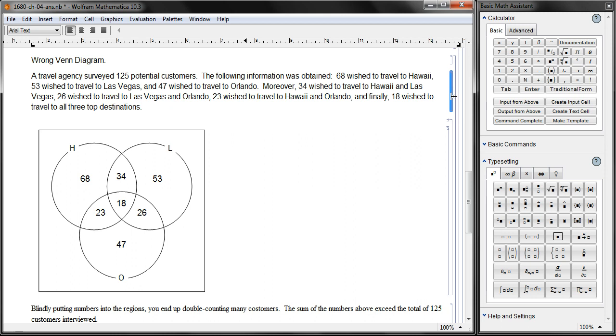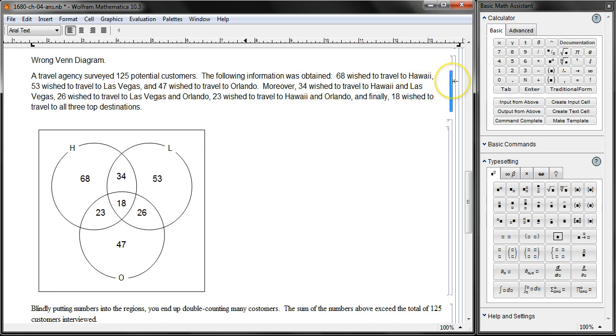So that leads to a conclusion that only one number out of all these is correct. Everything else is wrong. Which is it? 18. The middle number is the correct number. Everything else is wrong. Why is that the correct number? Because that's all the way inside, and there's no room for double counting here. So that's where we start.